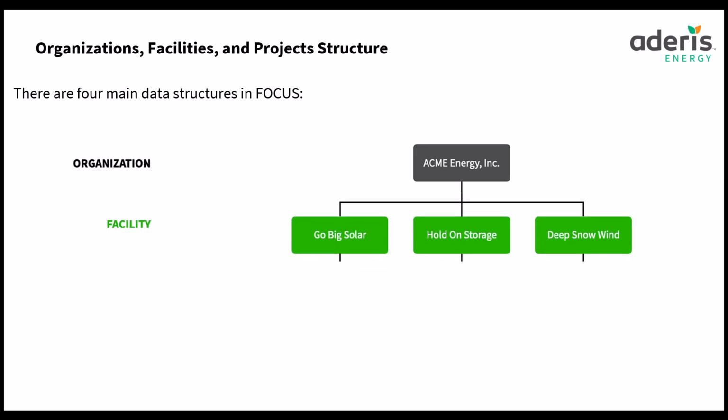Next, we have facilities. You can think of these as a building or construction address. A facility represents the physical location and associated attributes of a solar farm, wind turbine, warehouse, etc. Many facilities can belong to a single organization.